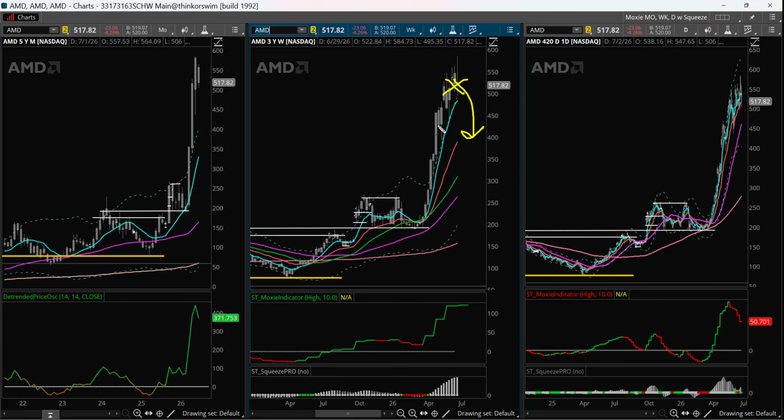So again, at this point, I can't say that the market is toast or anything. I just think some of these things are getting too high and they probably need to come down and at least rest, refresh, test some support.